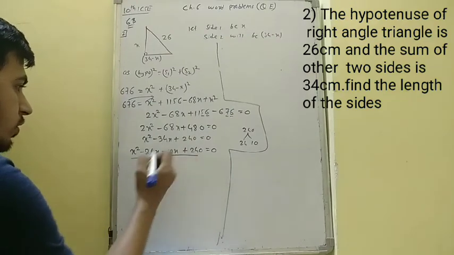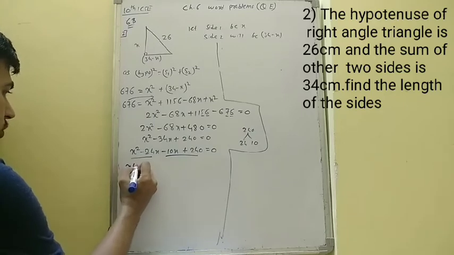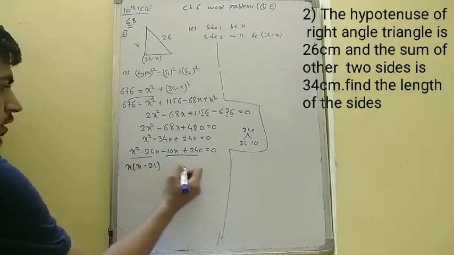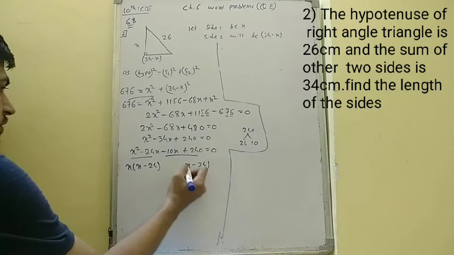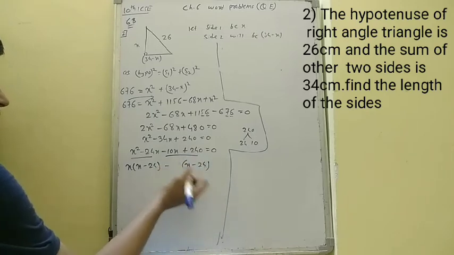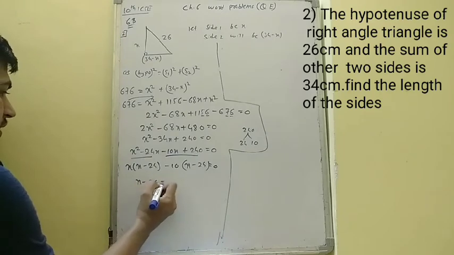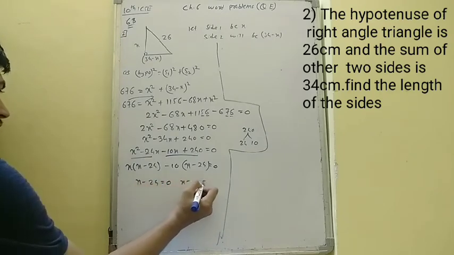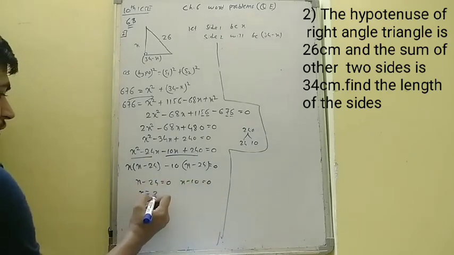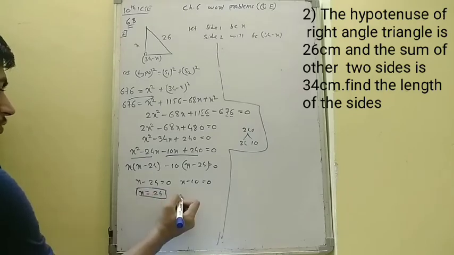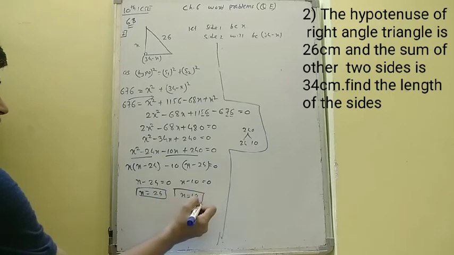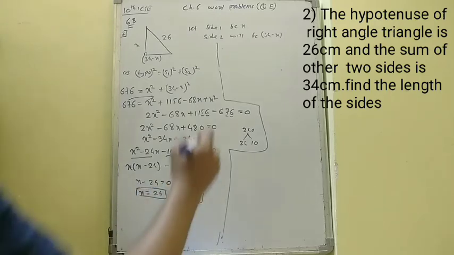We can take common over here. So taking x common, x minus 24. Here also x minus 24. Signs are changed to minus 10 is equal to 0. So x minus 24 is equal to 0, x minus 10 is equal to 0. x is equal to 24 and x is equal to 10. We can take whatever we want.